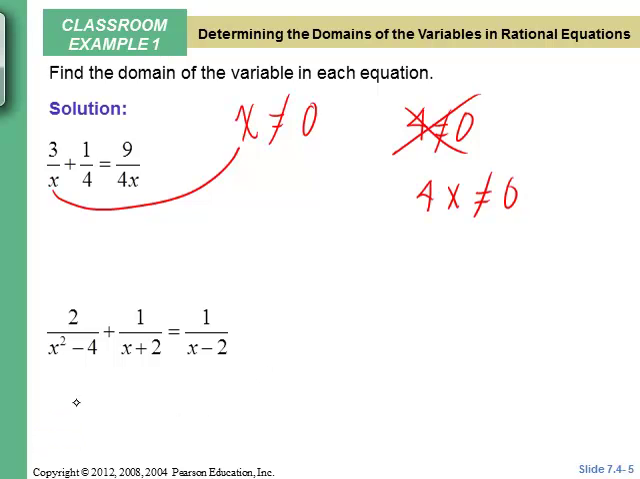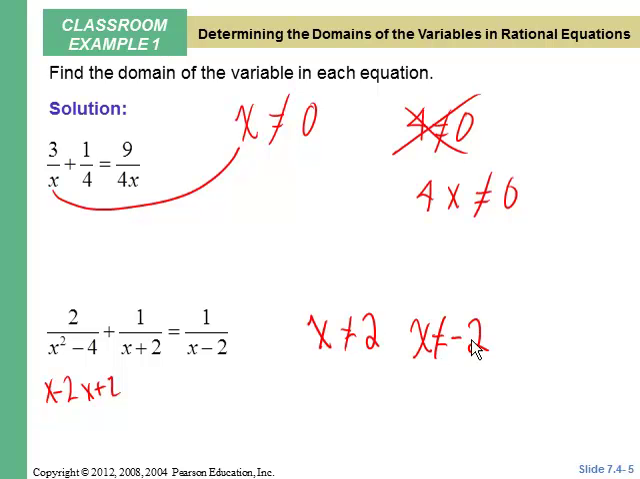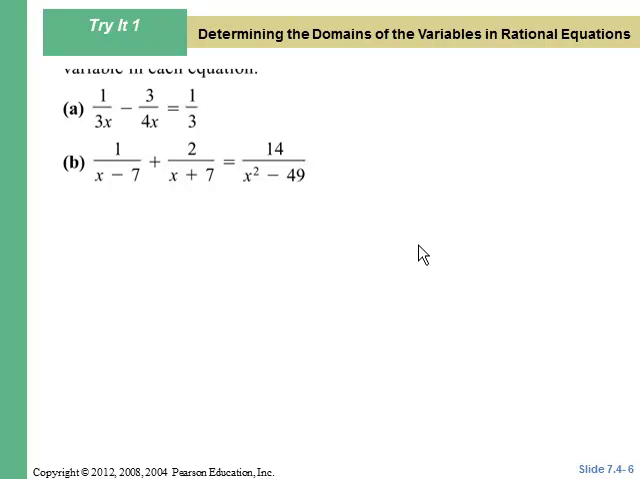In the denominator, we've got an x minus 2, x plus 2. So x does not equal 2 is the first one. X does not equal negative 2 is the second one. And then notice that's repeated there and there. You try these two.